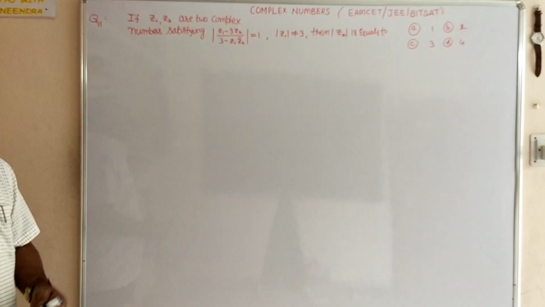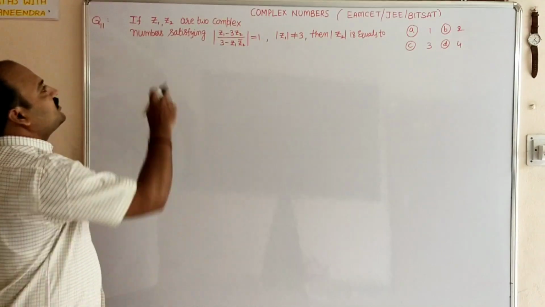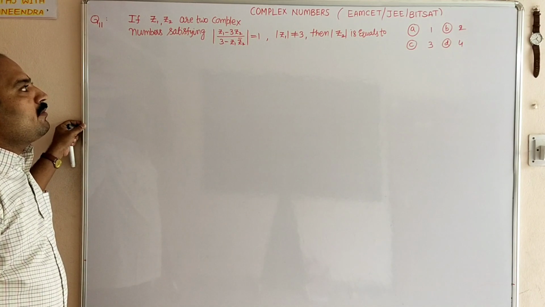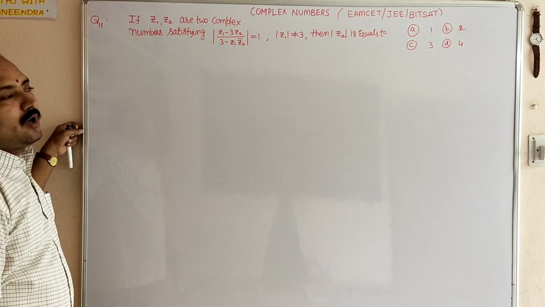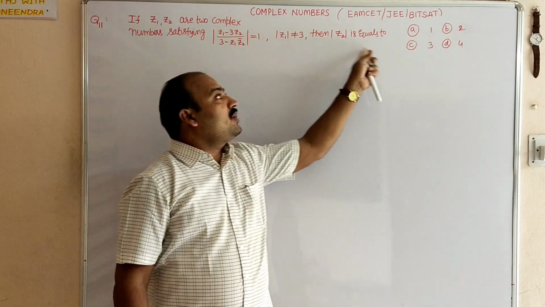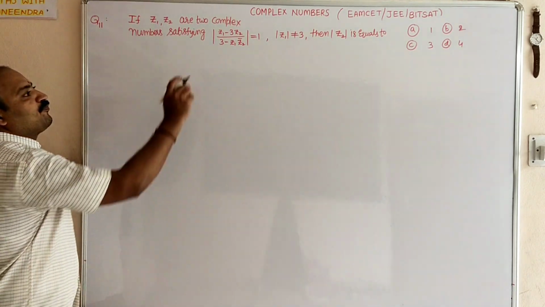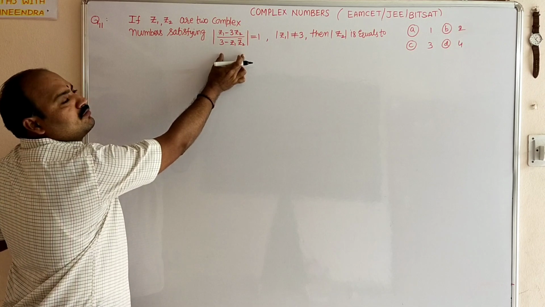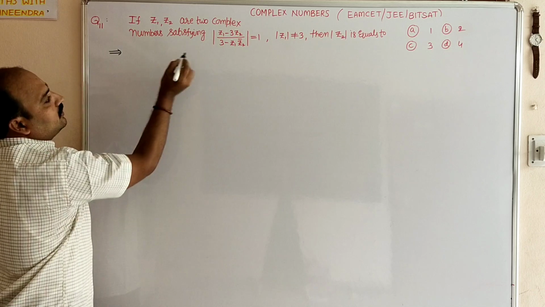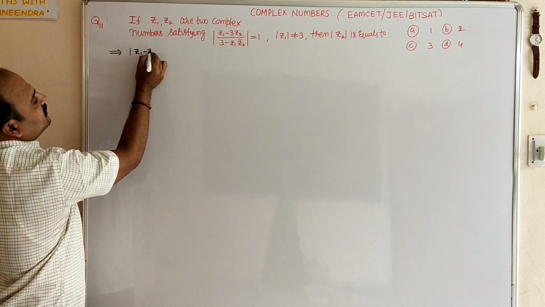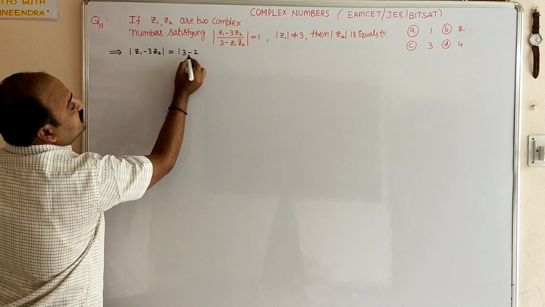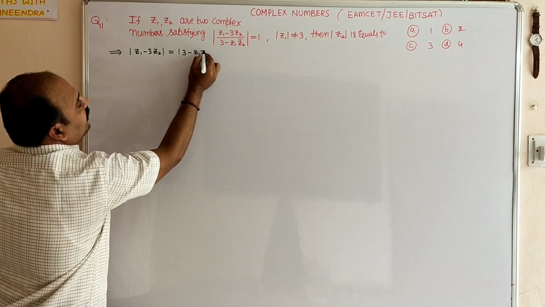The next question. If Z1, Z2 are two complex numbers satisfying mod of (Z1 minus 3 Z2) by (3 minus Z1 Z2 bar) equal to 1, and modulus of Z1 is not equal to 3, then modulus of Z2 is equal to... See here, again by using mod Z1 by Z2 equal to mod Z1 by mod Z2, you can get mod Z1 minus 3 Z2 is equal to mod 3 minus Z1 into Z2 bar.